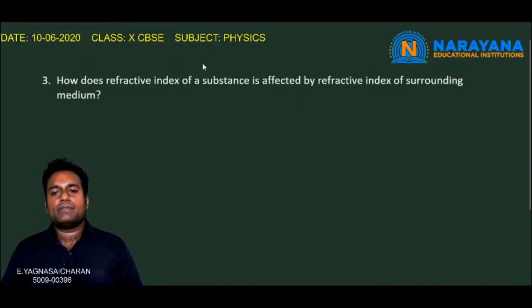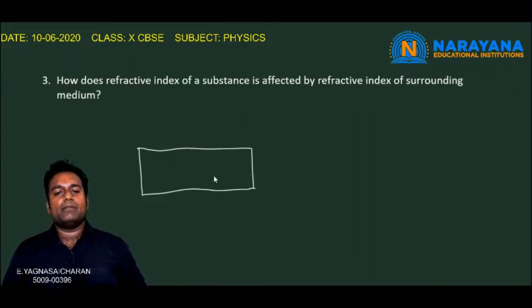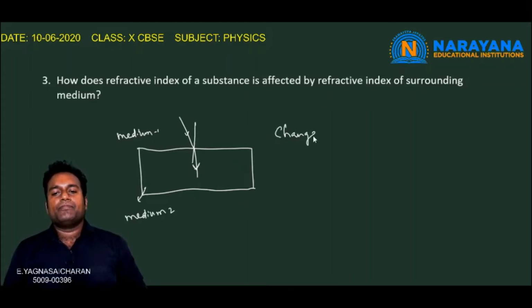How is the refractive index of a substance affected by the refractive index of the surrounding medium? When light enters from one medium to another medium, let us consider this is medium 1 and this is medium 2. As the light enters from one medium to another, refraction takes place. The refractive index of the particular substance is affected by the refractive index of the surrounding. It is not directly affected, but it is affected because of the change in the wavelength of light.